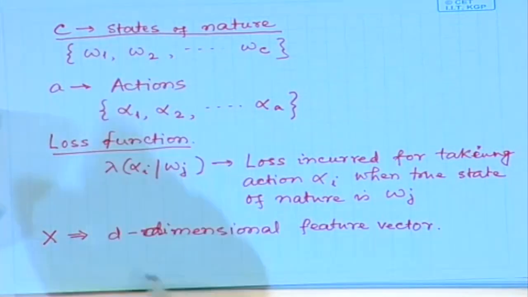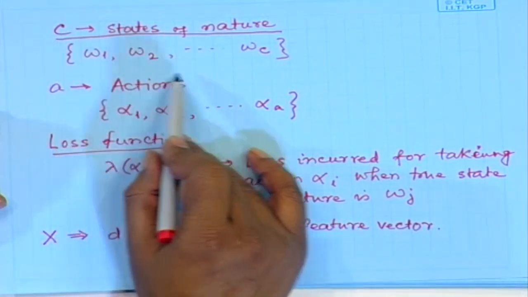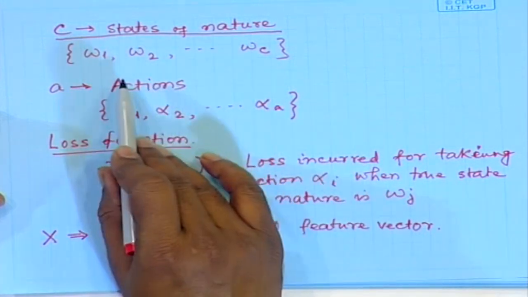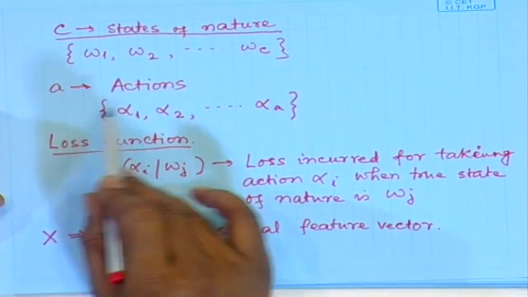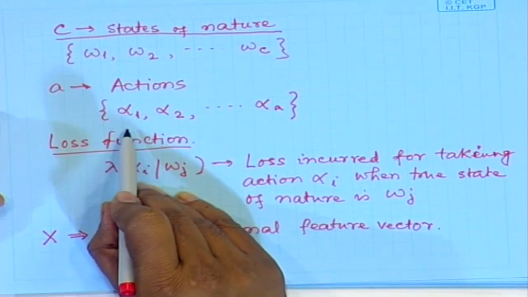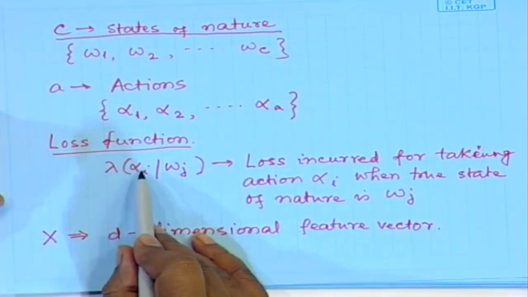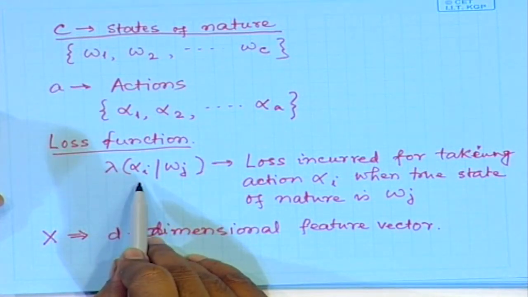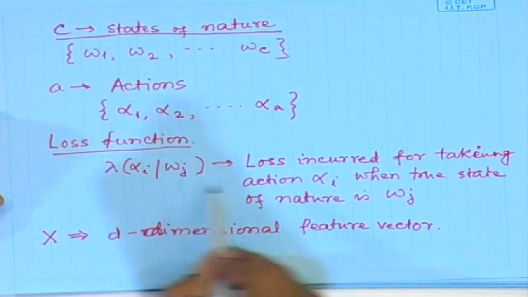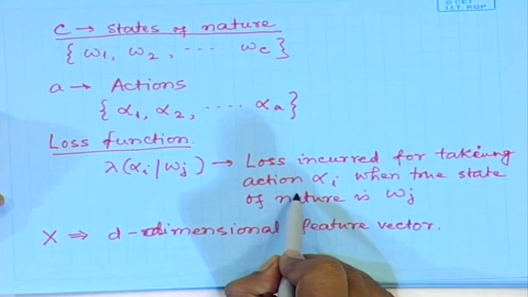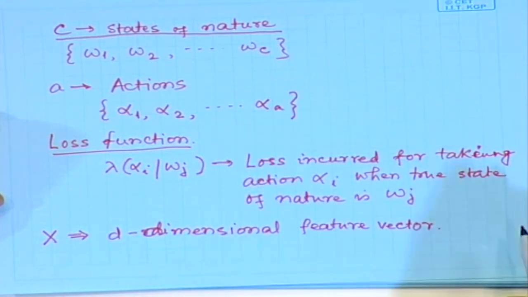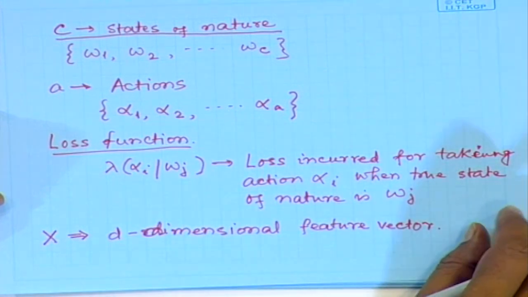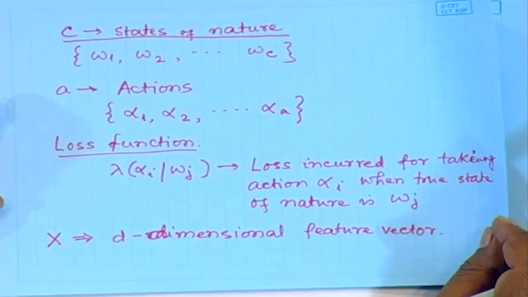Okay. So, these are the things that we have: c number of states of nature given by omega 1 to omega c. We have a number of actions from alpha 1 to alpha a. We have a general loss function, which is given by lambda of alpha i given omega j. That means the loss incurred for taking an action alpha i when the true state of nature is omega j, and we consider a feature vector x, which is a d-dimensional feature vector.